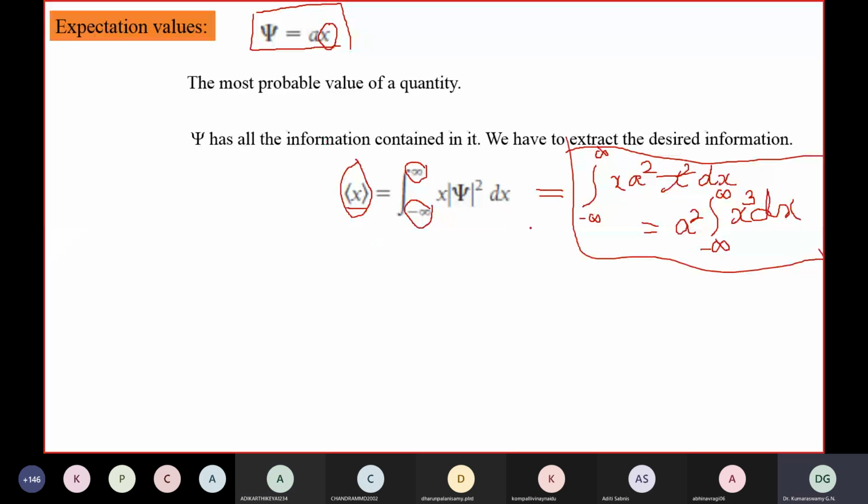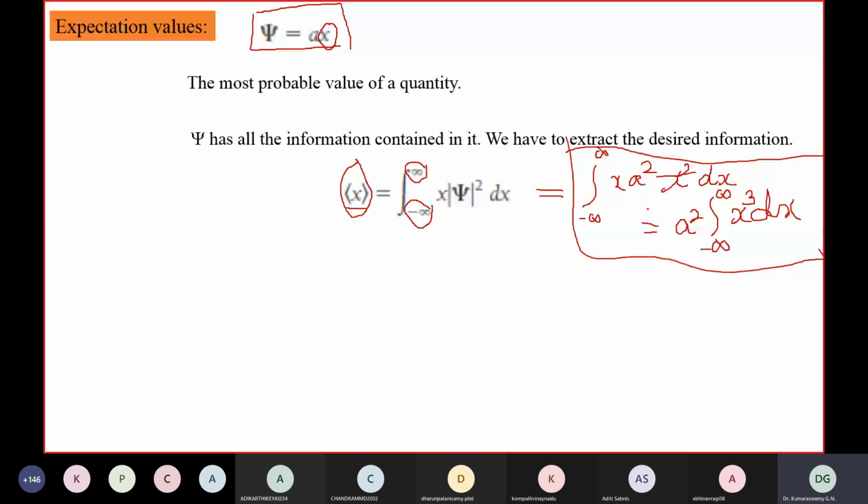Now the question is, for x we know we have to do like this. But if you have to find the energy from this wave equation, what will you do? You cannot just write E over here. If you want to find momentum, what will you do? Can you just write P here and do this operation? It will not work.